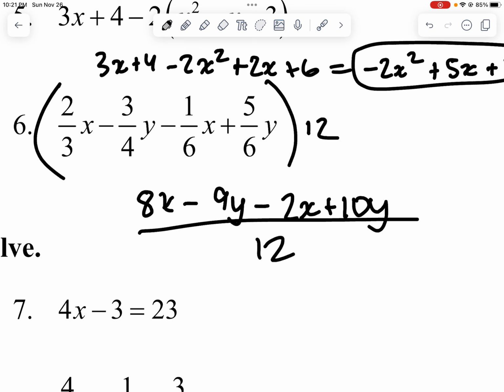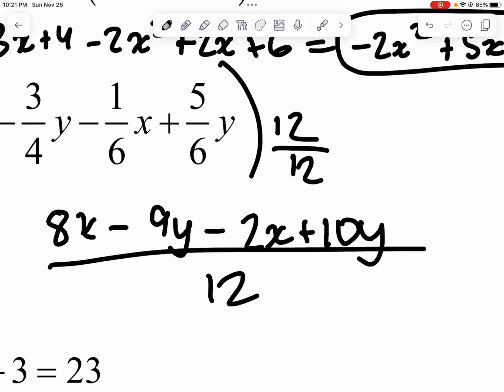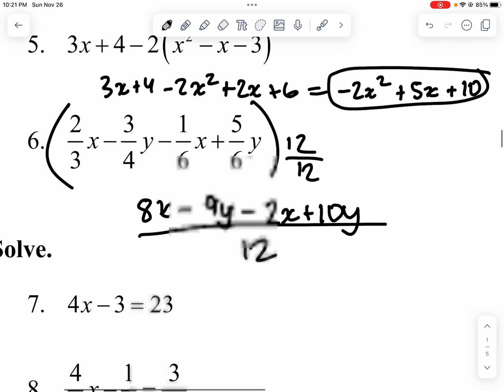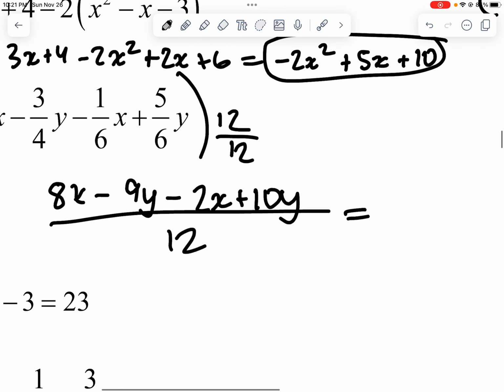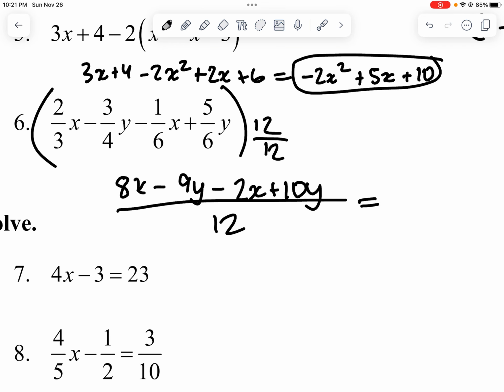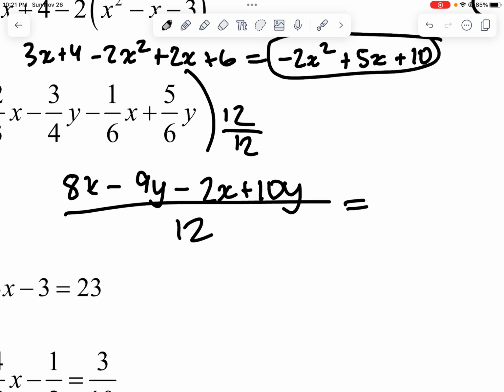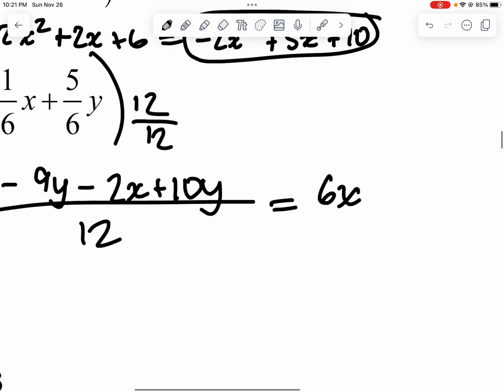12 without dividing. Basically, essentially what we're doing is we're multiplying that, right? That's essentially what we're doing, okay? But it's just a way easier way without having to deal with all these fractions and stuff, okay? So it's 8x minus 2x, simply combine some like terms in the numerator here, minus 9y plus 10y plus y all over 12.